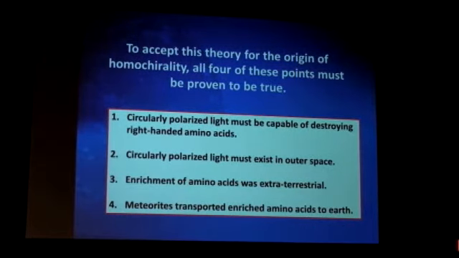As a chemist, I was going to take a look at what they were proposing. If what they just said is true as their explanation, these four points must be true, and all four must be proven to be existing and capable of doing what is claimed. One is that circularly polarized light is capable of destroying right-handed amino acids. We'll talk about that later. Circularly polarized light must exist in outer space. The enrichment of amino acids was actually and truly extraterrestrial. And the meteorites can transport enriched amino acids to Earth. If the evolution theory is going to have any meaning at all, it must answer these questions and show that it works.